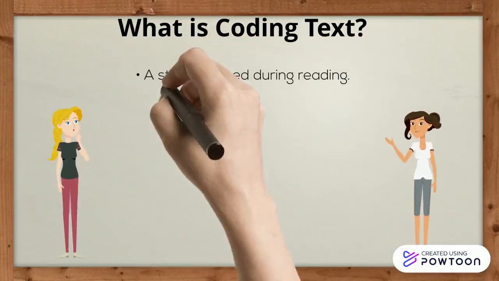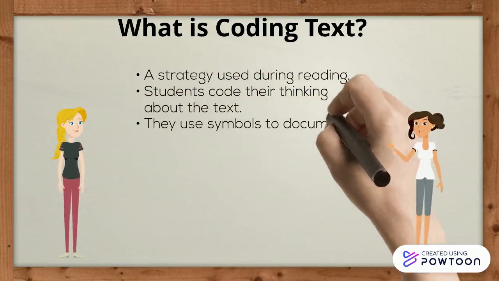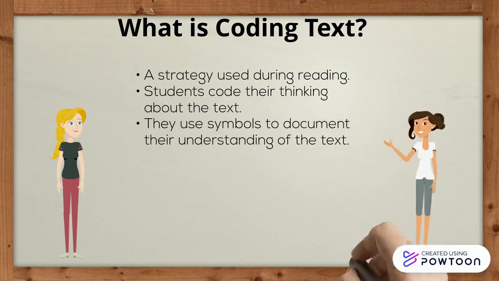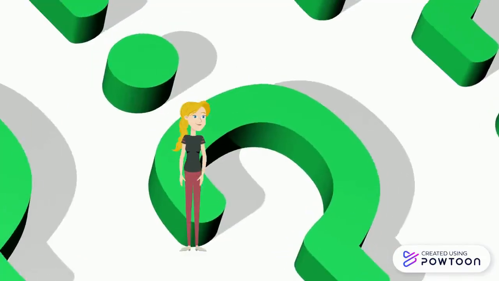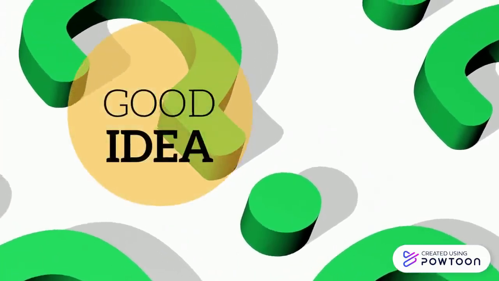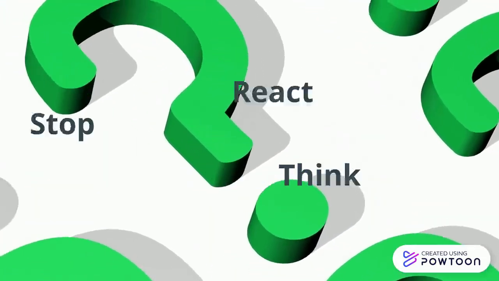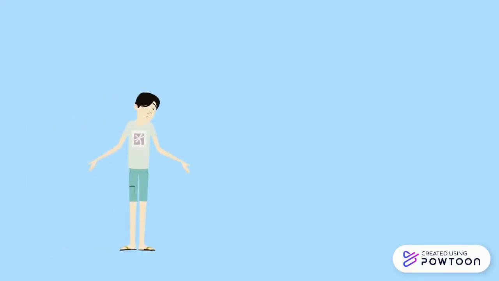What is coding text? It is a strategy where students utilize symbols to quickly document their thoughts during reading. When we first teach students to code text, we want to model the procedure and think out loud as we demonstrate it. This gives students support with a construct for how to stop, think, and react to what they are reading. So, what does this look like?